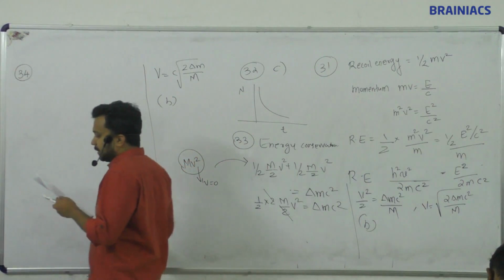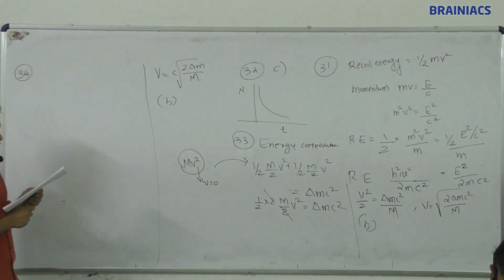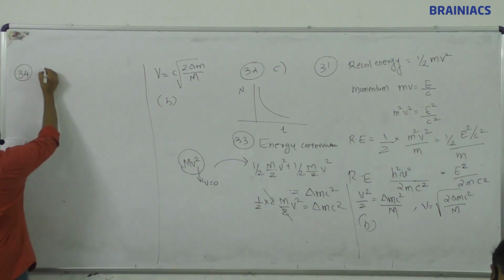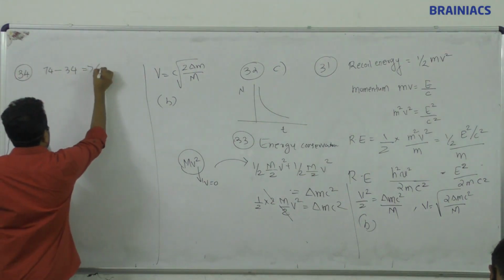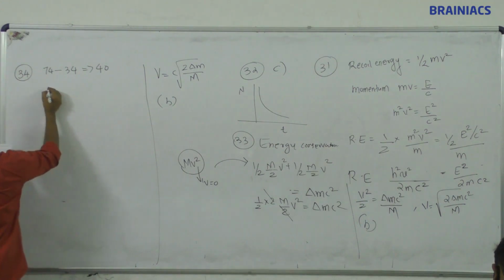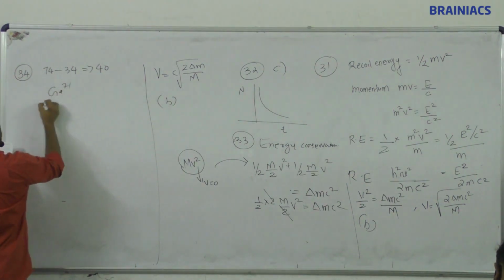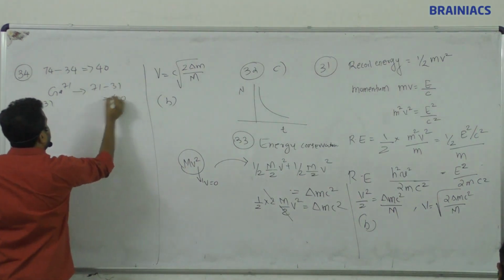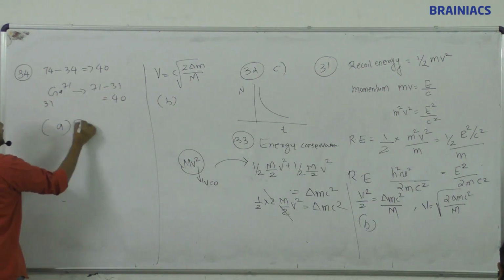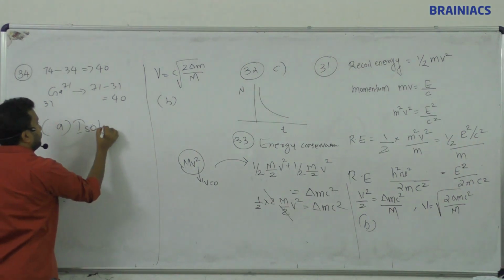So which one will have the same number of neutrons? A: 74 minus 34, how much? 40. Gallium 71 minus 31, the answer is 40. So answer A is an example of isotones.